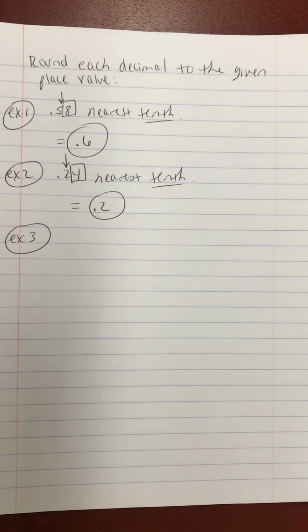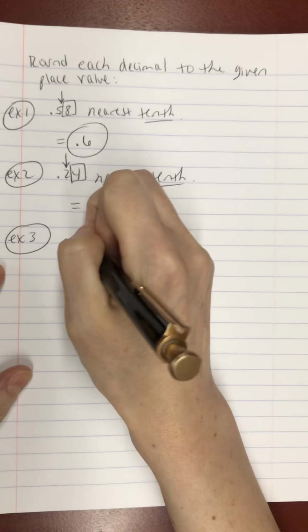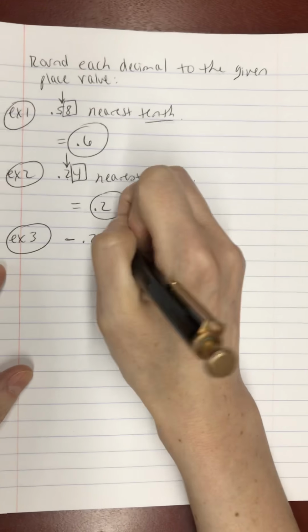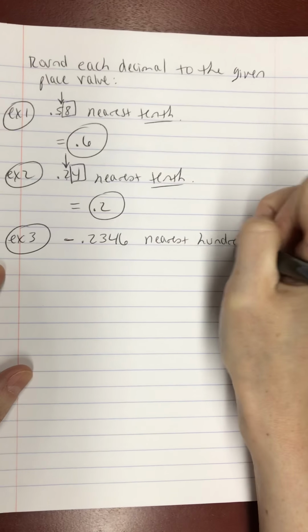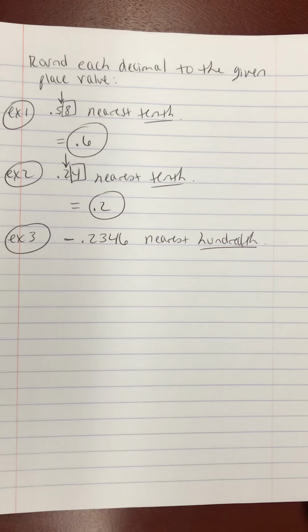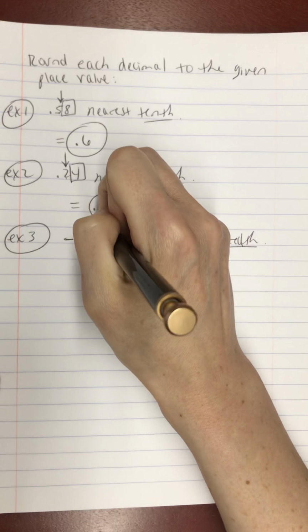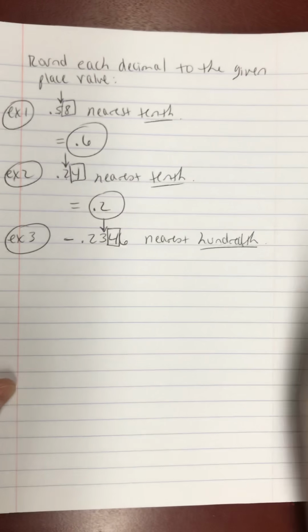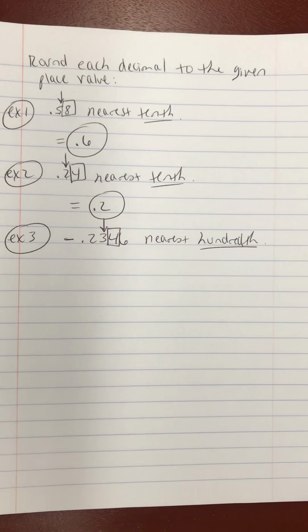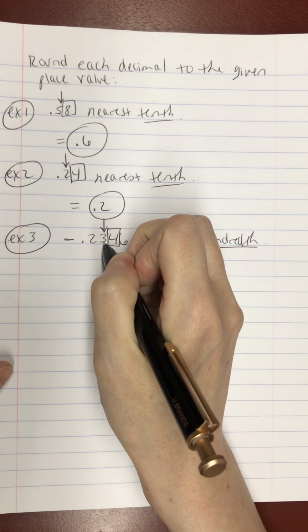Okay, example 3. How about one like this? I'll give you a negative: negative 0.2346, and I want this to the nearest hundredth. So this time it's a negative 0.2346 to the nearest hundredth. If we were together, I'd ask which number is in the hundredths position. It would be this number right here, the 3. That's in the hundredths place. Look to the number directly to the right of it, and we have a 4. Is that number a 5 or higher? No, it is not. So this 3 stays the same and it ends there.